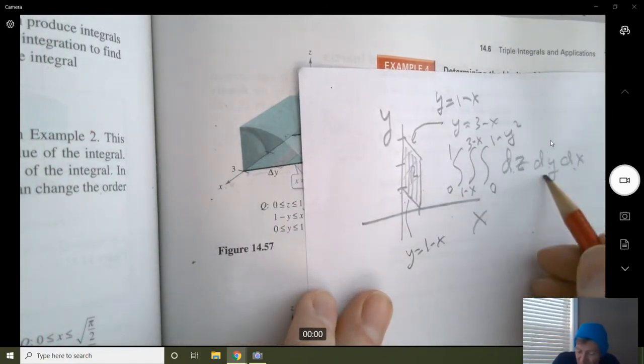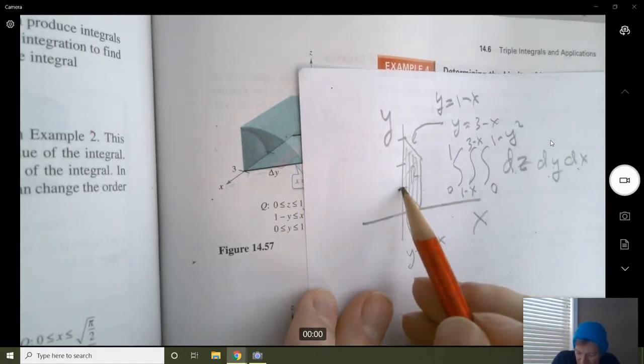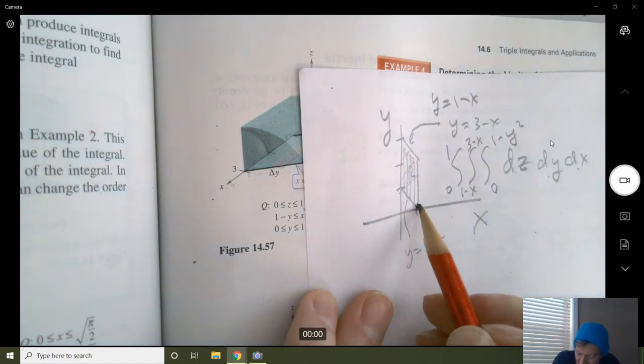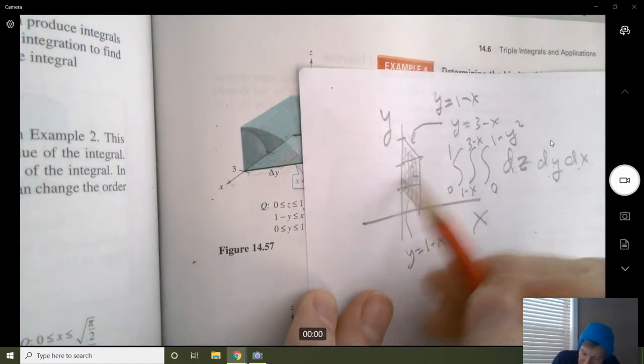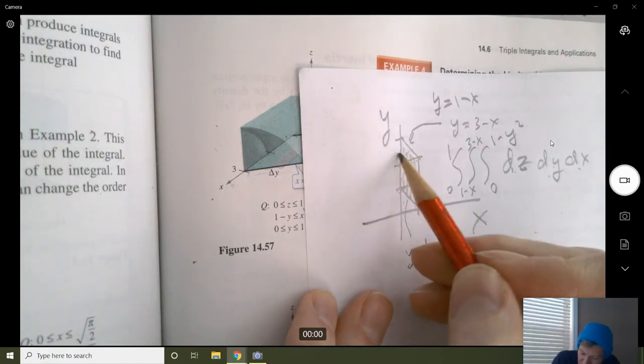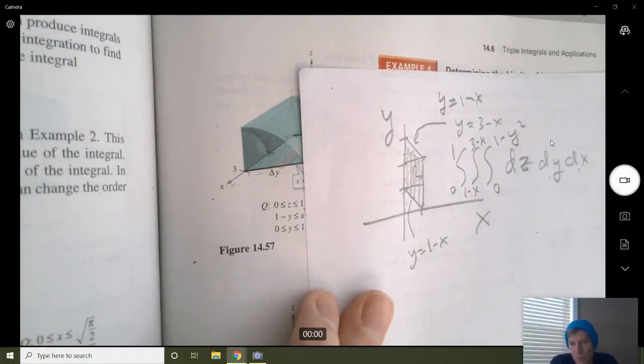And then the y's second. If you think about doing the x's second, you'd have to go from this x to this x for this section here, and then for here you'd have to go from this x to this x, and then here you'd have to go this x to this x. It's not that it's not possible, it's just sometimes way more difficult for certain orders of integration.